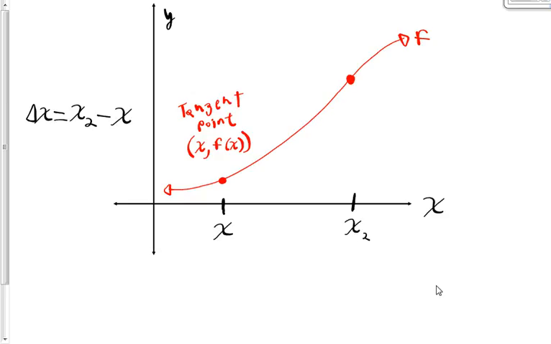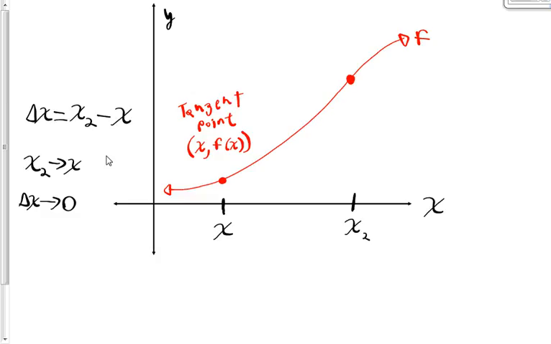Here's something I want you to notice. As x2 approaches x, as these two things get closer and closer together, it also means that delta x is getting smaller and smaller, or delta x is approaching 0. So as these two x values become arbitrarily close to each other, their difference gets closer and closer to 0. I want you to keep that in mind.